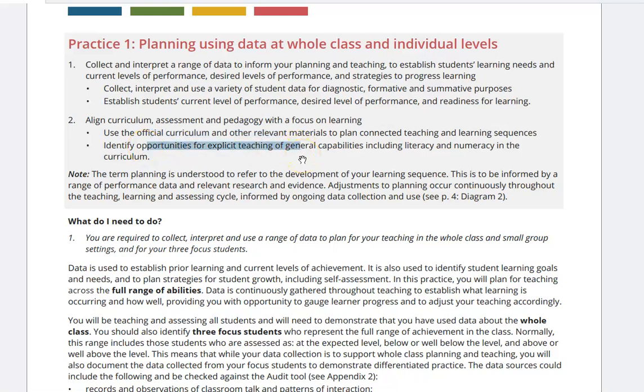So both have met them in slightly different ways. Some common things are here in terms of their data collects. A key difference perhaps was how they established the current level of performance. One was a pre-test in the high school mathematics, and the other one was a work sample. So both of these ably demonstrated that they have met planning practice number 1, planning using data.